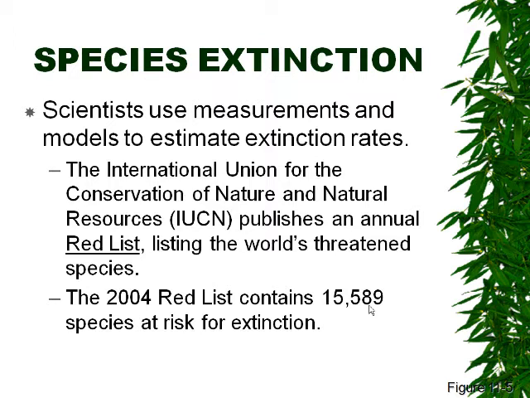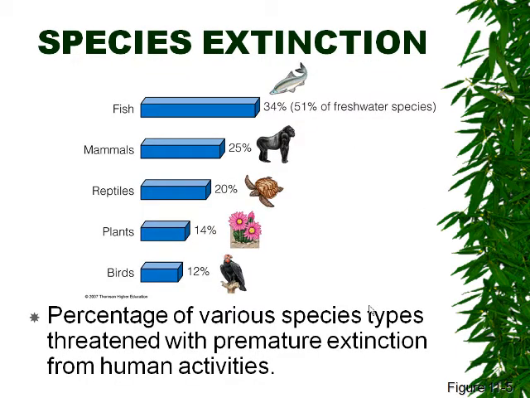So we use a whole bunch of stuff to estimate the rate of extinction. Every year, the International Union for the Conservation of Nature and Natural Resources publishes their red list, and that looks at the world's threatened species. There are over 15,000 species in 2004. Looking at the demographics of those species, fish are by far, like I said, those freshwater species are just getting hit so hard with pollution and loss of habitat. Mammals are up there because they tend to be that top-down control. They tend to be the top of their ecosystem. And then we see representatives from all the rest of the groups.